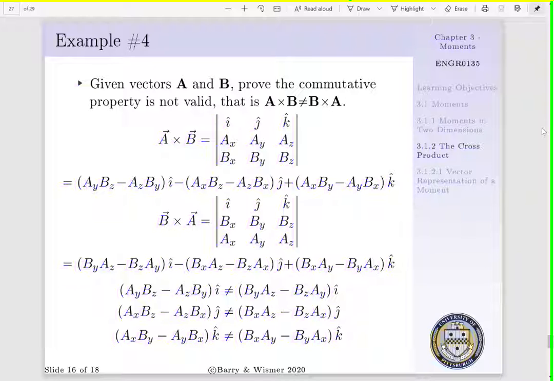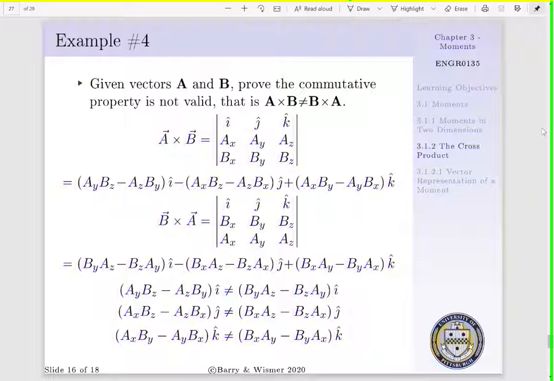In the Y direction, we'd have (AX BZ minus AZ BX) J hat for A cross B, and we'd have (BX AZ minus BZ AX) J hat for B cross A. Once again, we see the right-hand side is the negative of the left-hand side.